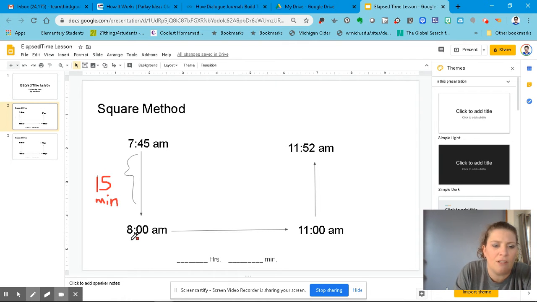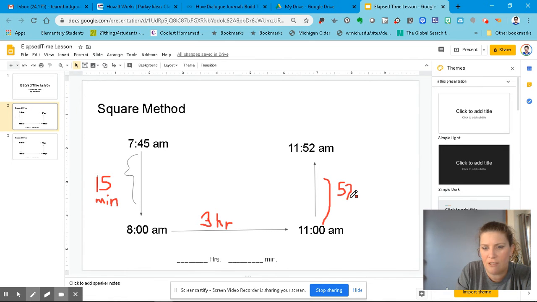And then you go to the next, and you go 8 a.m. to 11 a.m. A lot of times we do old-fashioned counting on our fingers. Okay, 8 to 9, 9 to 10, 10 to 11, 3 hours. Whoops, that's not much of a 3.